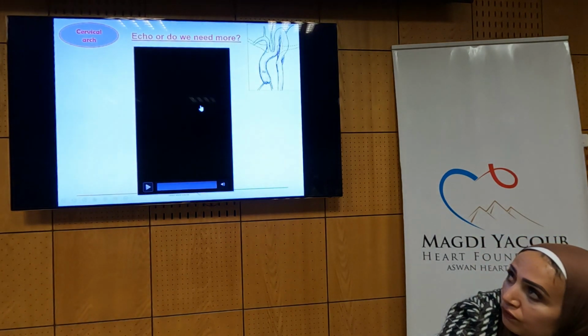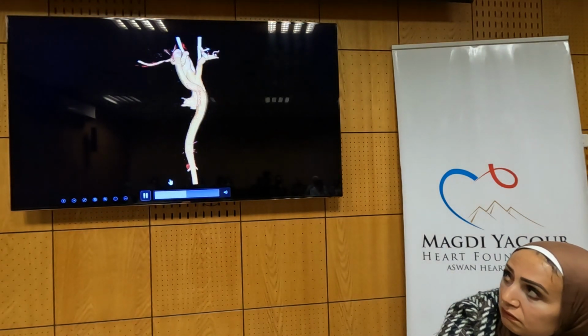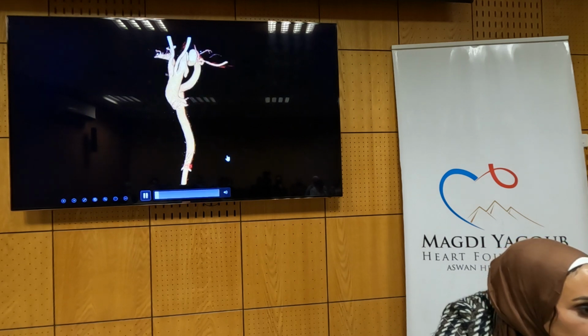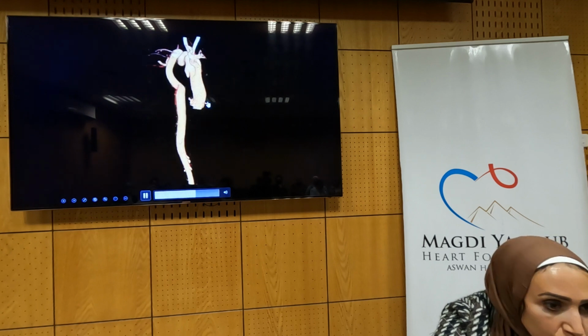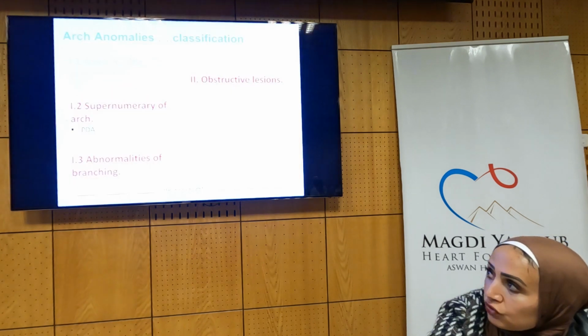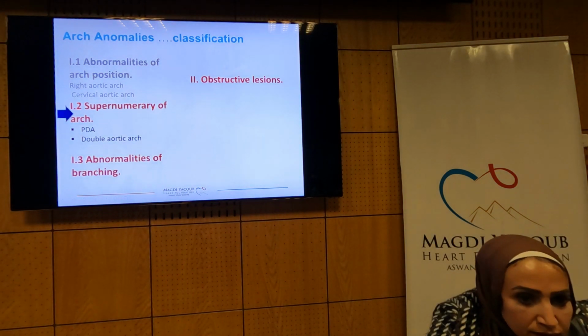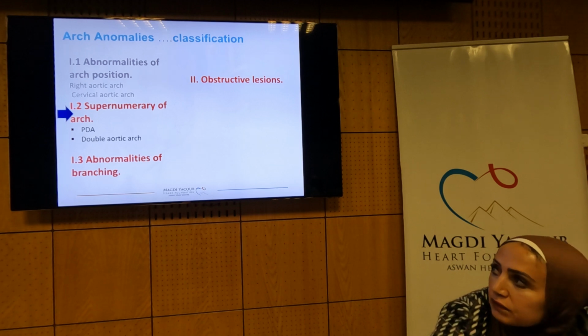Here the role of multi-slice CT is attractive and beautifully explains what happened here in the aortic arch. Again, cervical aortic arch is a very rare condition, but you understand what happened, that one of the primitive aortic arches presents as this cervical arch.